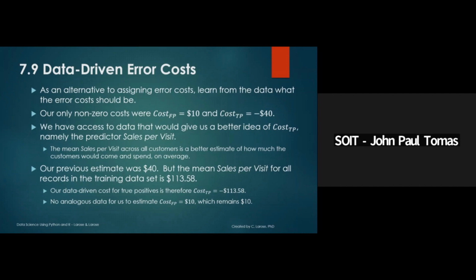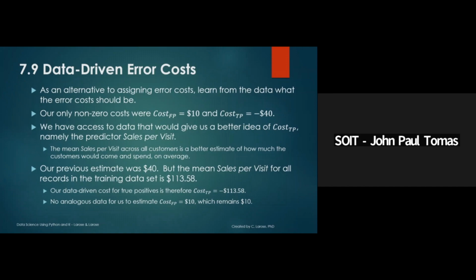Okay, so we would like to illustrate, of course, the power of data-driven error cost by creating another model, which is Model 3. If you may recall, you have a non-zero cost. For the cost sub FP, you have $10, and then for the cost TP, you have -40. So that's non-zero costs.